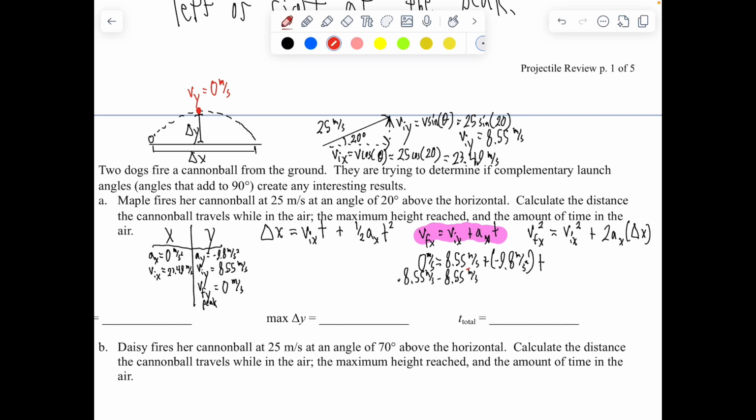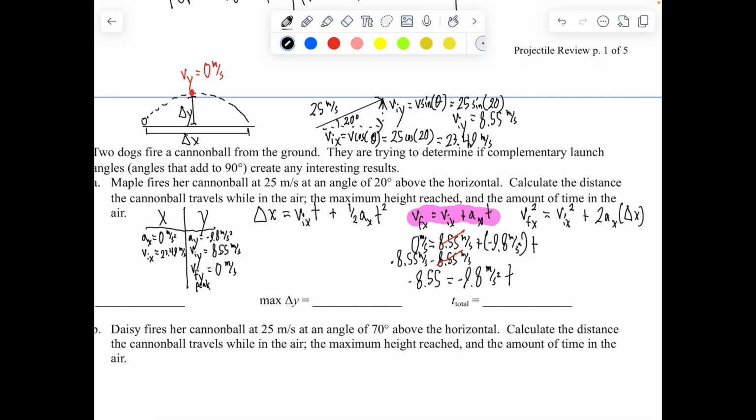That's going to cancel out on our right-hand side and give us on our left-hand side negative 8.55 is equal to negative 9.8 meters per second squared times our time. Now we want to remember our units over here. Now we're going to divide both sides by our 9.8. If we do this, we can solve for our time. And this is the time to the peak.